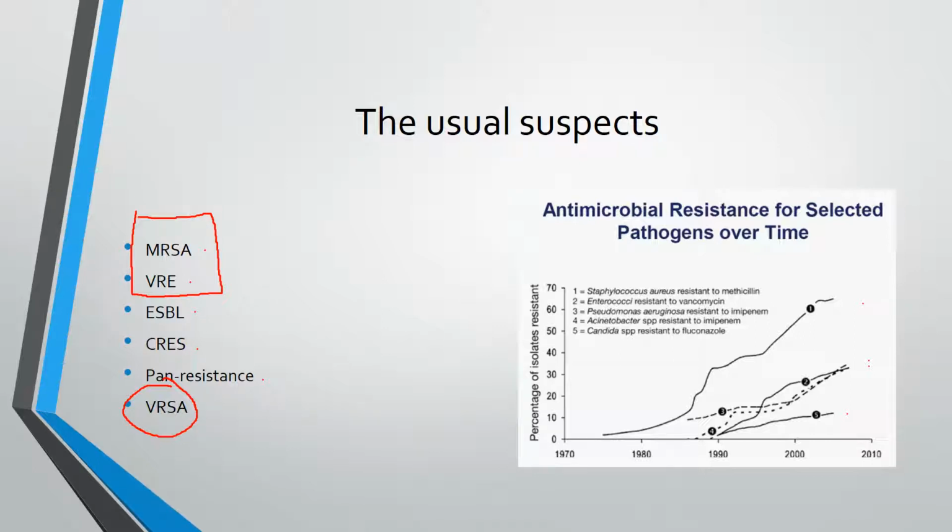You'll note that none of these are going down, okay? They are all higher than when they started, and that trend continues. The other thing is we have a lot more immunocompromised patients who carry these suckers around. So getting rid of them is going to be, and always will be, very difficult.